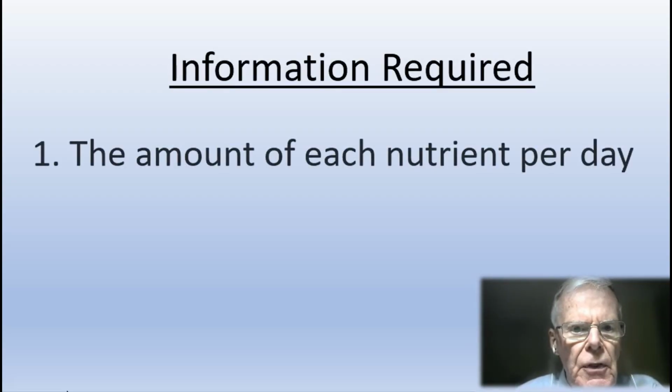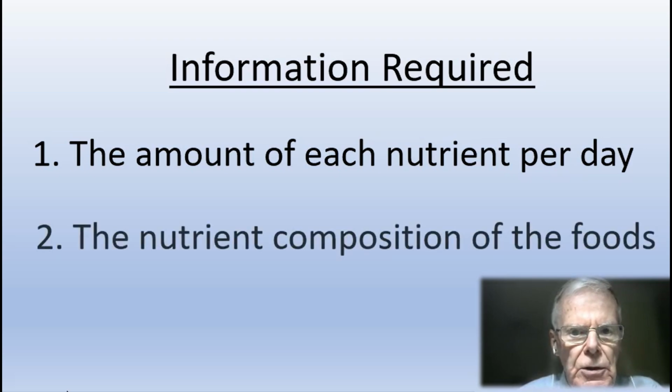Information that you need in formulating a diet are firstly the amount of each nutrient that the animal needs to consume each day from the food that it is eating. The second information that you need is the amount of each nutrient in the different foods that you would be using for the diet that you are creating.